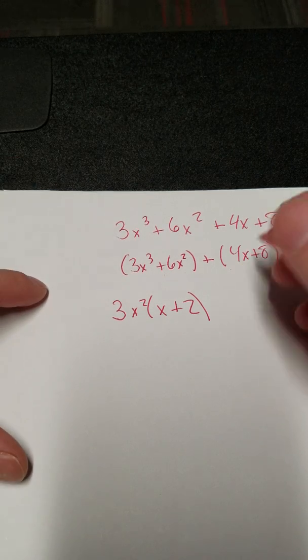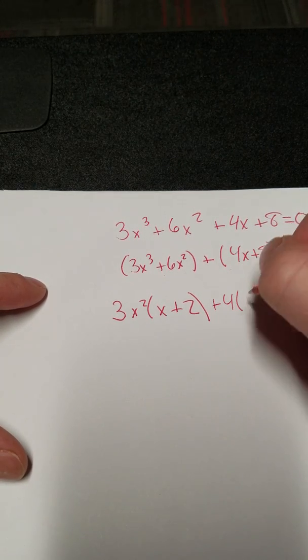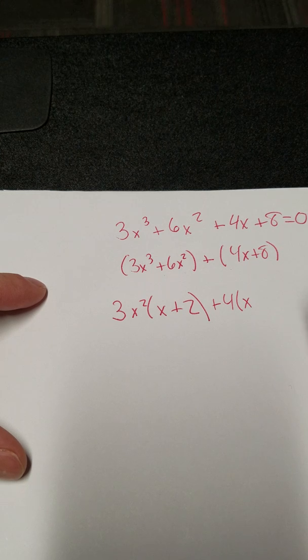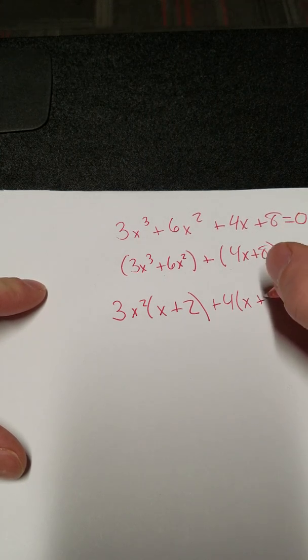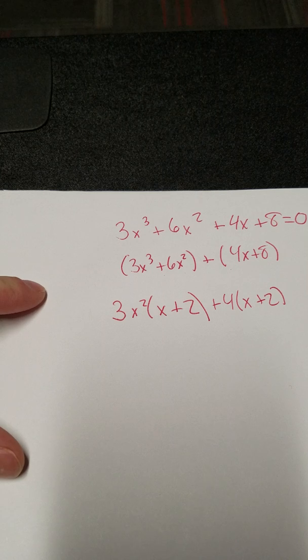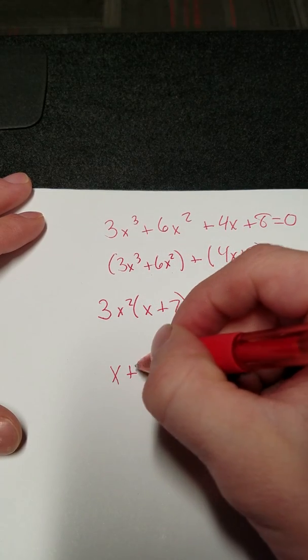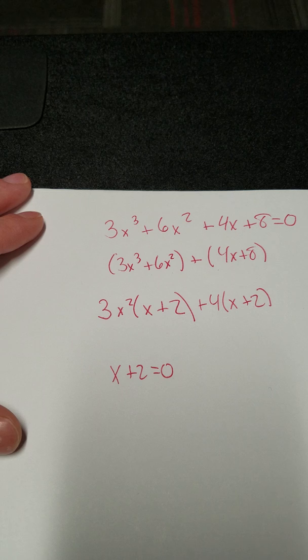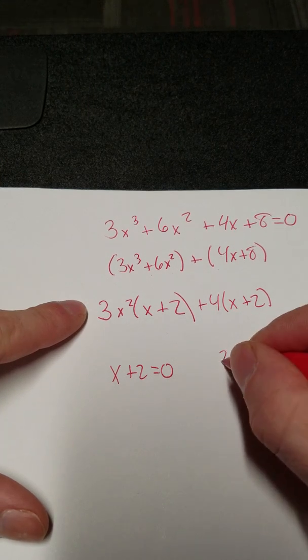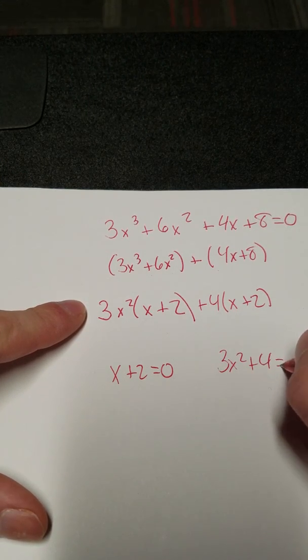Now, what goes into 4 and 8? Well, that's a 4. So 4 divided by 4 is just going to be an x. 8 divided by 4 is going to be a 2. Now, right here, check to see if the things inside your parentheses are the same. X plus 2, x plus 2. They are. Set them equal to 0. So x plus 2 equals 0. Take the thing on the outside, 3x squared plus 4, set it equal to 0.